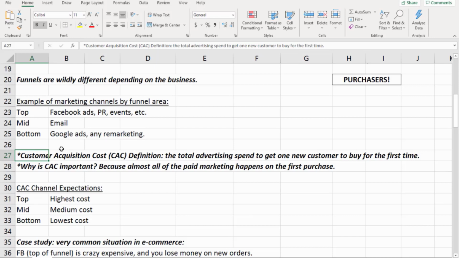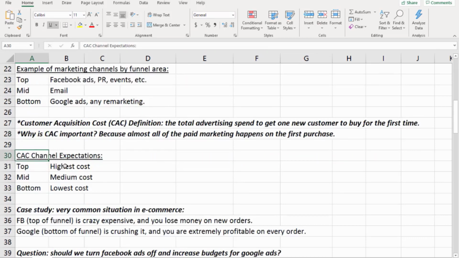And it's the same with any business. Basically, almost all of the paid marketing happens to try to get people to make that first purchase. Some marketing will go to returning customers, etc., but most of it is going to go to that first purchase. So that's why we are so laser focused on something we call customer acquisition cost.